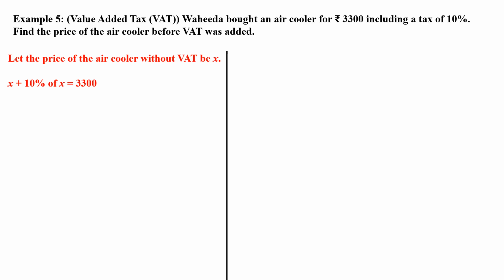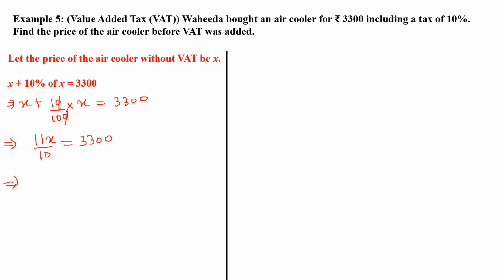So X plus 10% means 10 by 100 multiply by X. This is equal to 3,300. Now I'm going to simplify it, and if you take the LCM you will get 11x by 10, which will be equal to 3,300 rupees.